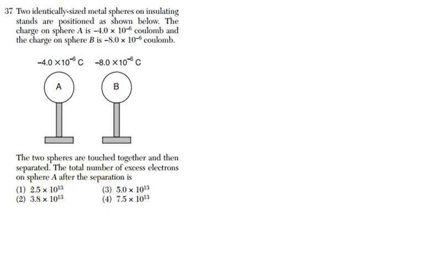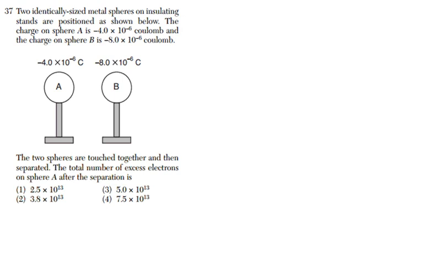Two identically sized metal spheres on an insulating stand are positioned as shown below. The charge on sphere A is negative 4 times 10 to the negative 6 coulomb, and the charge on sphere B is negative 8 times 10 to the negative 6 coulomb. The two spheres are touched together and then separated. The total number of excess electrons on sphere A after the separation is what?